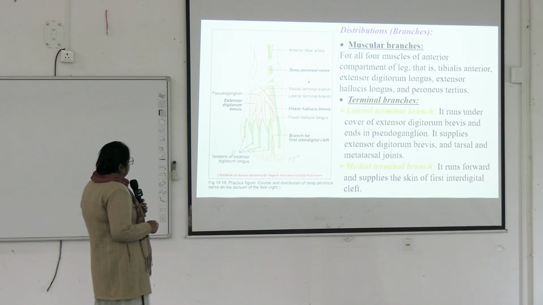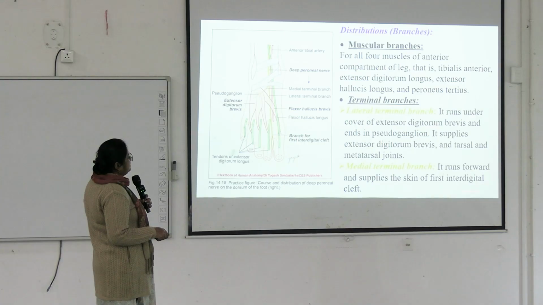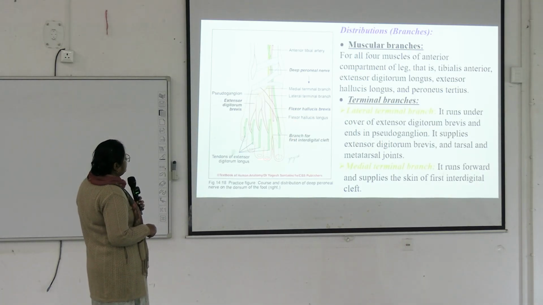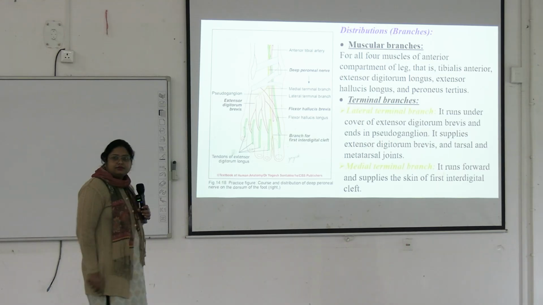And the medial terminal branch, you can see it runs forward and supplies the skin of first interdigital cleft, supplying adjacent areas of first and second toe.